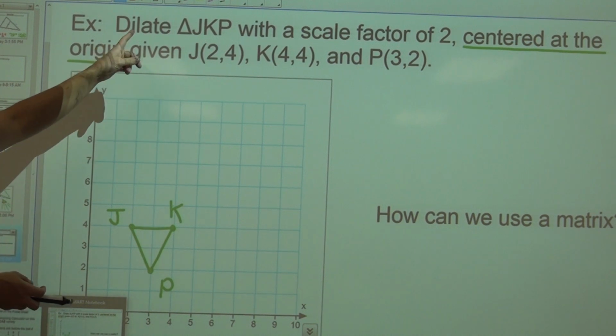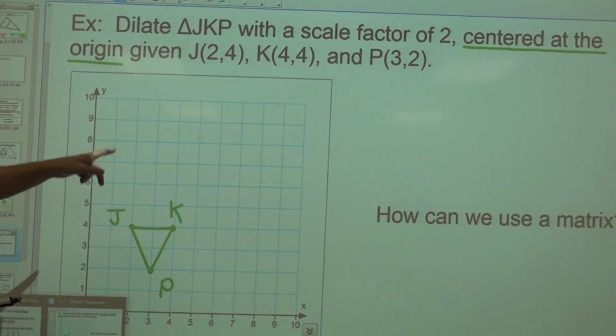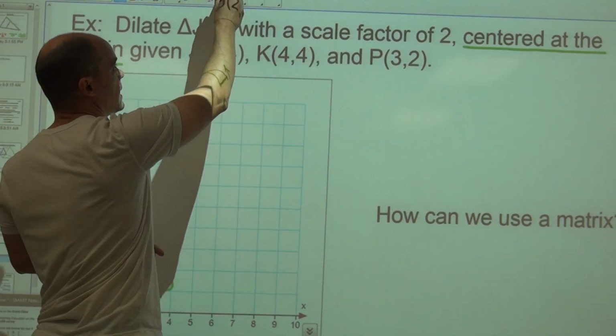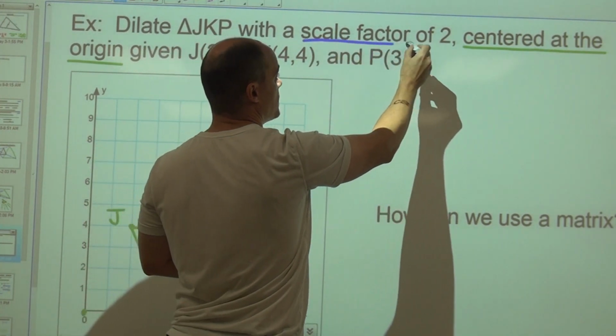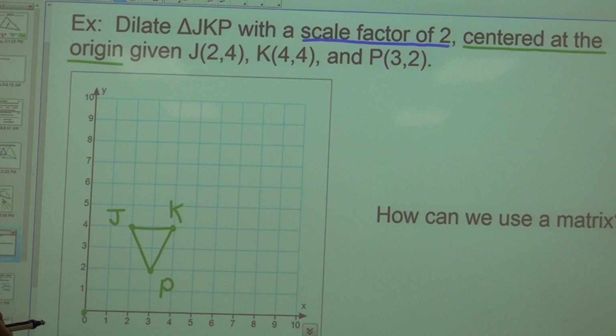And now we're going to dilate. We need one more piece of information. Here's the triangle. We're centered at 0, 0. Oh, that's right. We need the scale factor. This is the most important piece of information in a dilation. How much bigger or how much smaller are we getting?